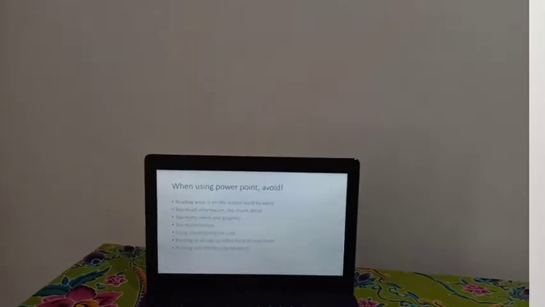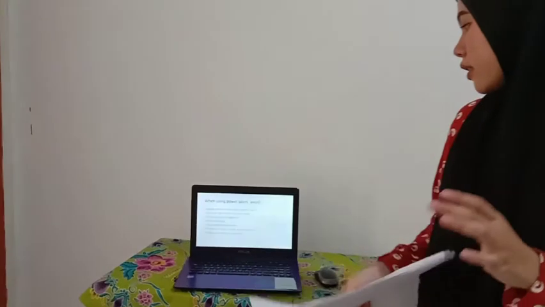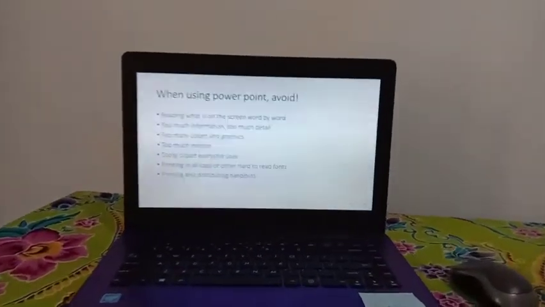The next slide, when using PowerPoint, avoid: Number 1, reading what is on the screen word by word. Number 2, too much information, too much detail. Number 3, too many colors and graphics. Number 4, too much motion. And the next, using clip art that everyone uses. And printing in all caps or other hard-to-read fonts. And the next, printing and distributing handouts.